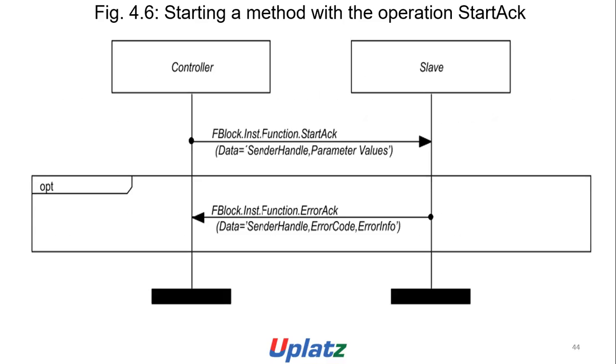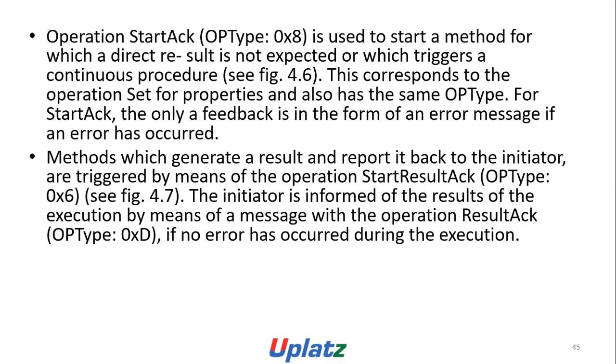Starting a method with the operation start acknowledge: the controller sends Fblock, instance, function, start acknowledge, data, sender handle, parameter values; the slave returns Fblock, instance, function, error acknowledge, data, sender handle, error code, error info. Operation start acknowledge of type 0x8 is used to start a method for which a direct result is not expected or which triggers a continuous procedure. This corresponds to the operation set for the properties and also has the same op type. For a start acknowledge, the only feedback is in the form of an error message, if an error has occurred.